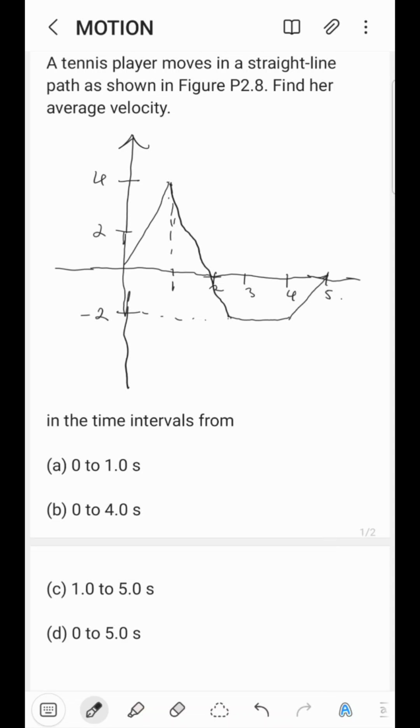We continue with more questions about motion. So we'll look at the next question. A tennis player moves in a straight line path as shown in figure P2.8. Okay, find her average velocity.